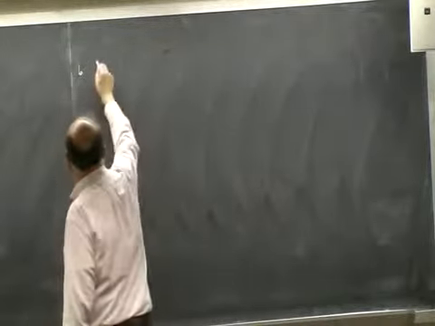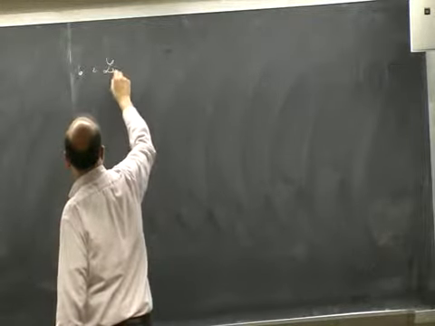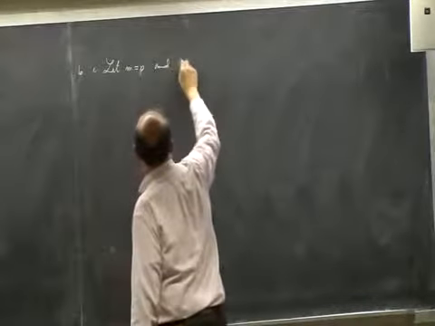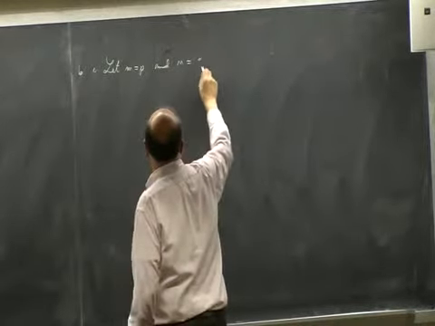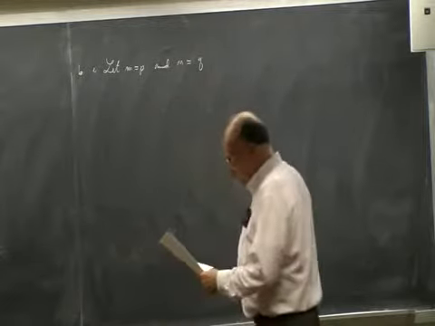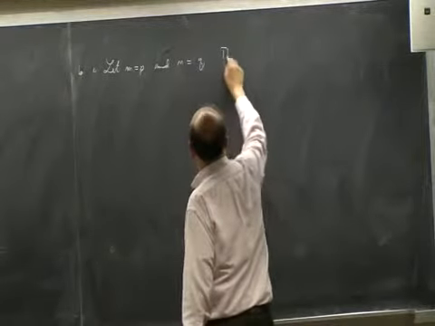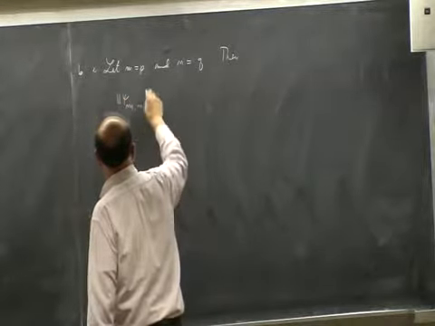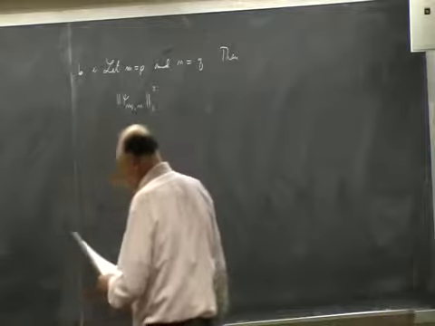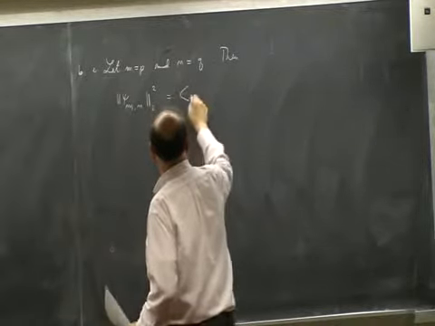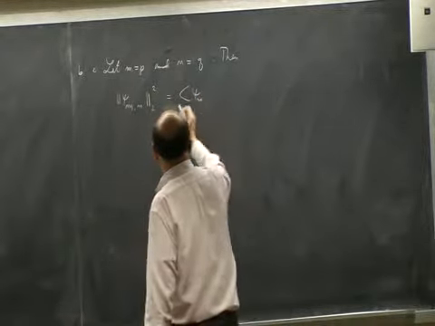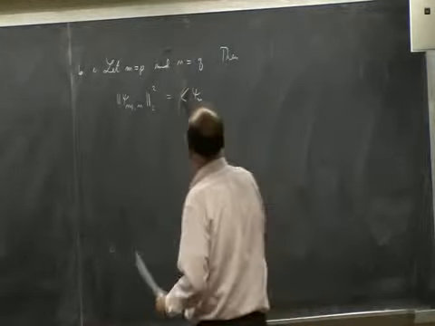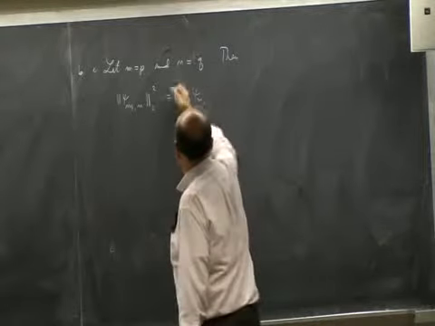At B, let m equal p and n equal q. Then the L2 norm of psi mn, squared, is just equal to 1.